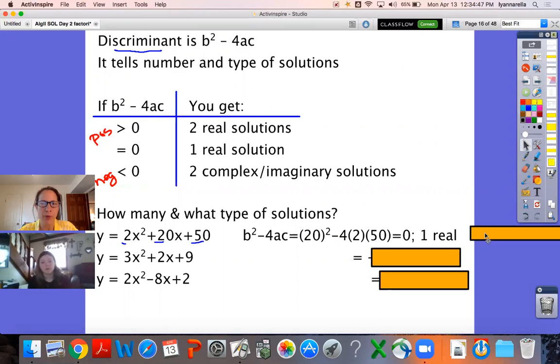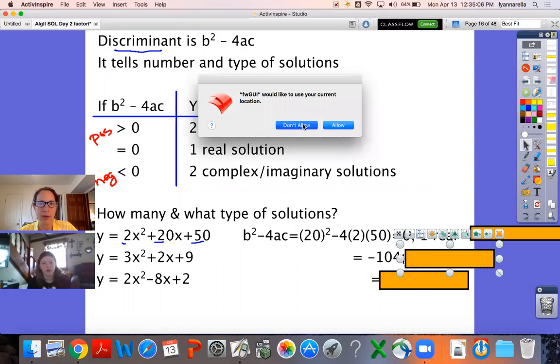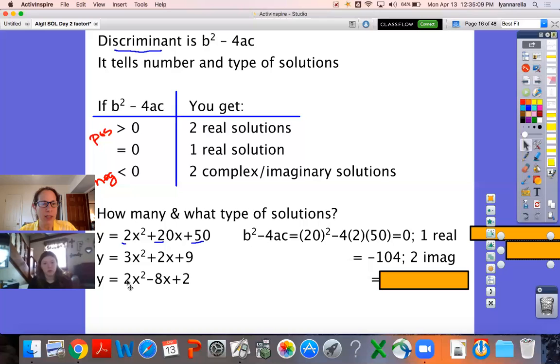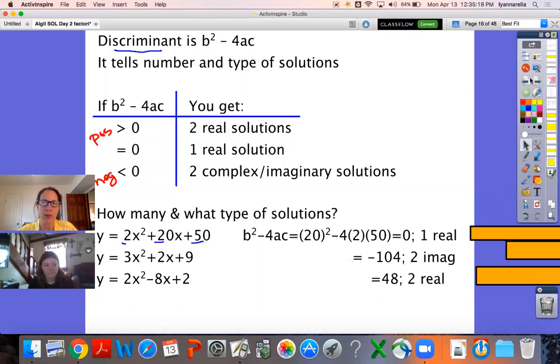1. 1 real, right. And if I did b squared, that's 2 squared minus 4 times 3 times 9, I would get negative 104. How many should I get now? 2 real solutions. It's negative. Oh, 2 complex or imaginary. Correct. And then if I got b squared here, it's negative 8 quantity squared, which is positive 64, minus 4 times 2 times 2. I get a positive 48, and that's 2 reals because it's a positive number. So remember the discriminant. Okay.